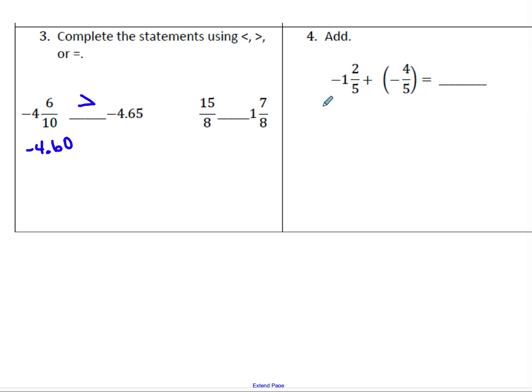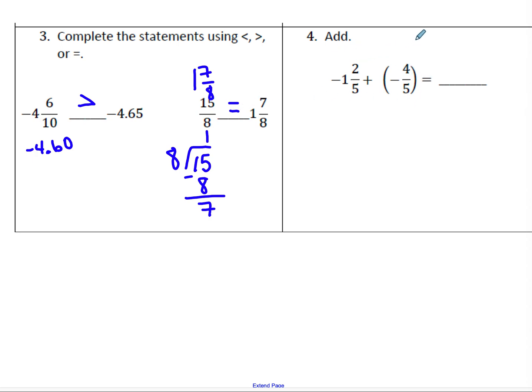Okay, 15/8, 1 and 7/8. So let's make them the same form. One is improper and one is a mixed number. I think I'll just make my improper into a mixed number and then I'll compare them. So let's see. 15 goes on the inside, 8 goes on the outside. 8 goes into 15 once. 1 times 8 is 8. 15 minus 8 is 7. So as a mixed number, that would be 1 and 7/8. And 1 and 7/8. So these two are going to be equal.